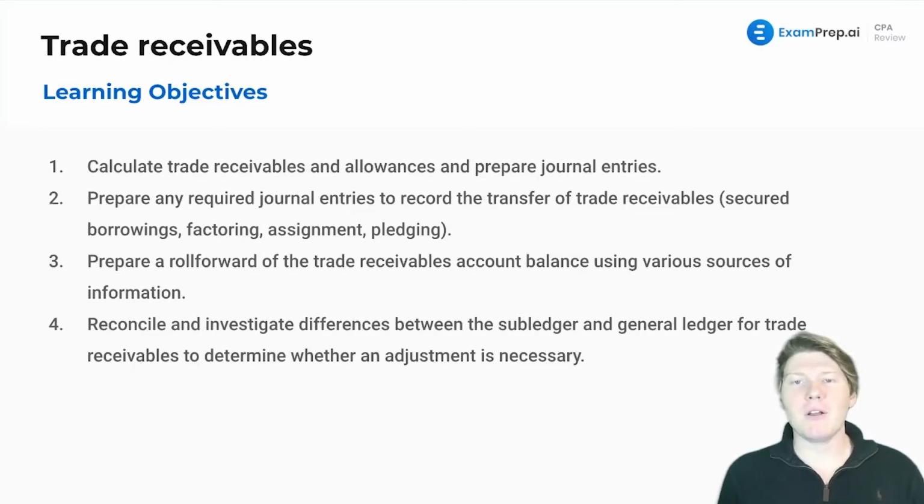Let's dive into all of those wonderful points, right? The numbers, the nitty gritty. I'll walk you through it. This should not be too mind numbing. I want to make sure that you are in a good spot for the exam.